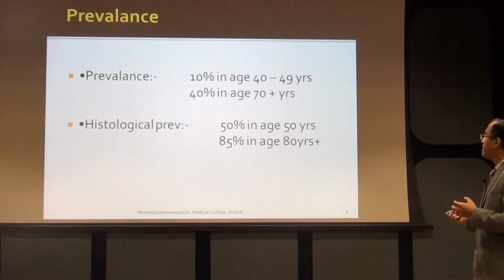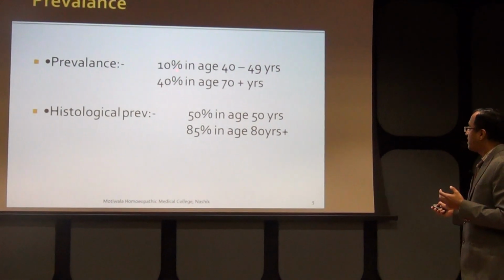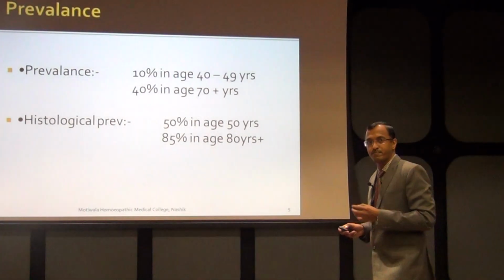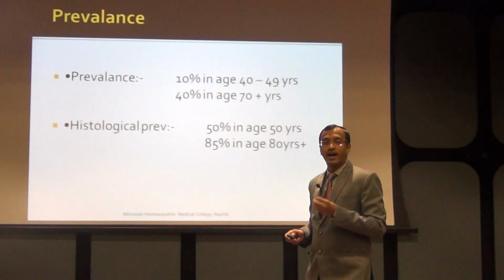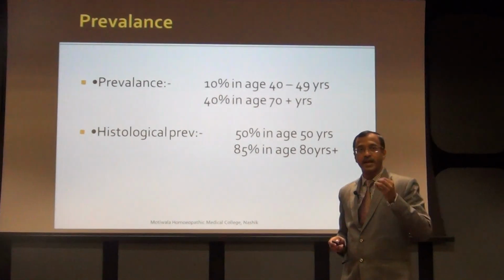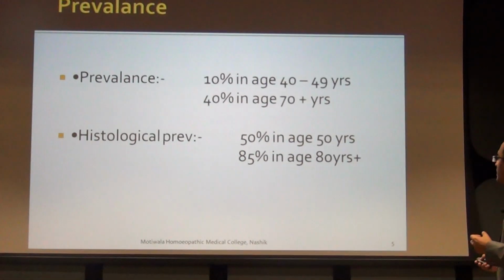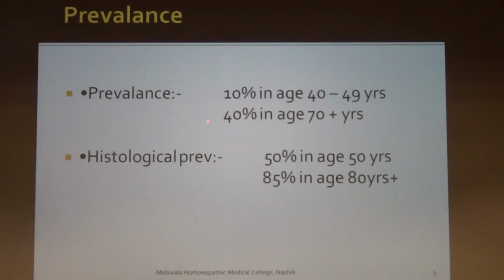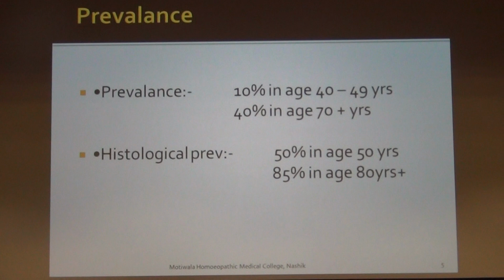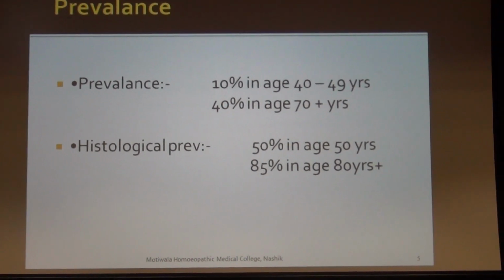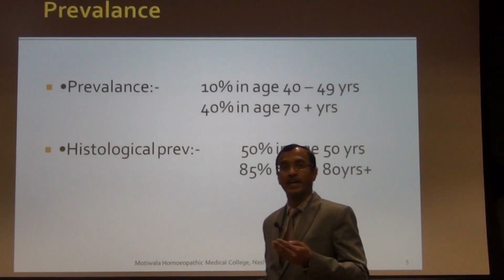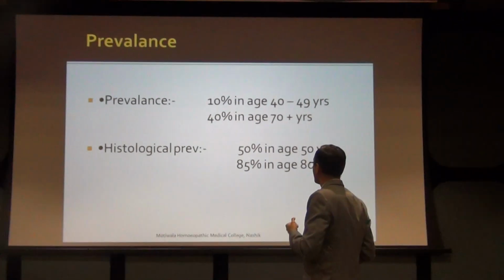And so it is a very common entity. You will find that 10% of the people in the age group of 40 to 49 years are suffering from benign prostatic hypertrophy. And it is so common that 40% out of 100 people, 40 people above the age of 70 years, have to suffer from benign prostatic hypertrophy.